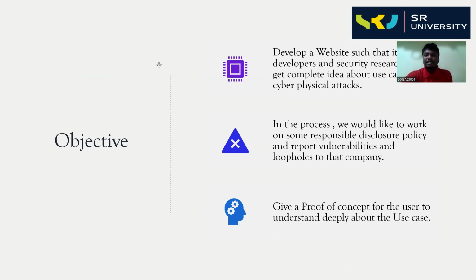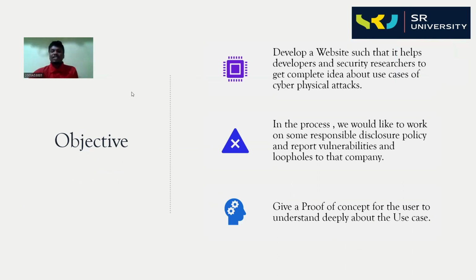Our objective is to develop a website which helps developers and security researchers get an idea about the use cases of cyber physical attacks. In the process, we would like to work on responsible disclosure policy, report vulnerabilities and loopholes to the company, and give a proof of concept for users to understand the use cases deeply.